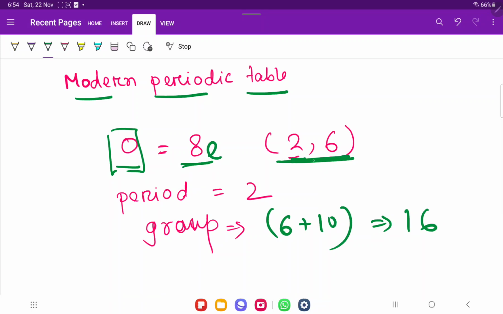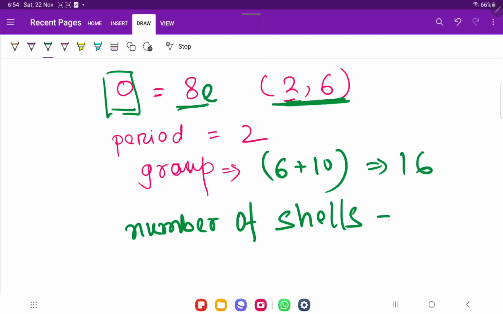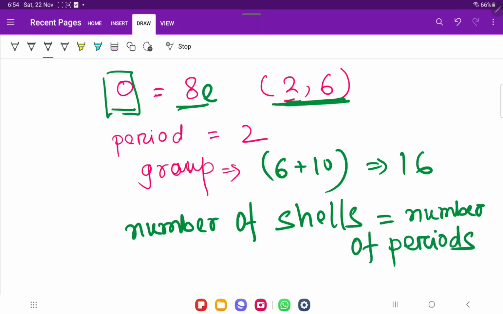Now we'll see the number of shells, which is basically the number of periods. In the case of oxygen, how many shells are present? Here you see 2 electrons in the first orbital and 6 electrons in the outermost orbital, so only 2 shells are present. So the number of periods will be 2.